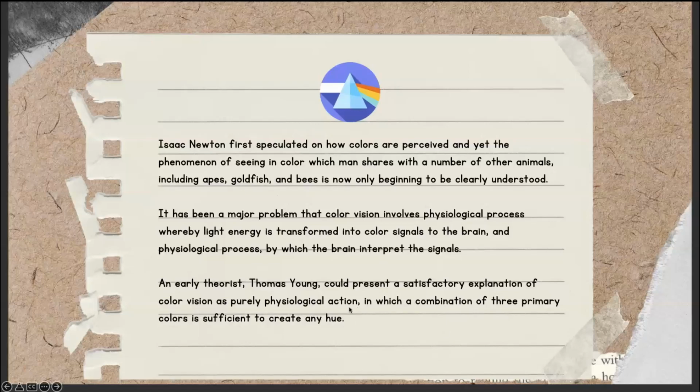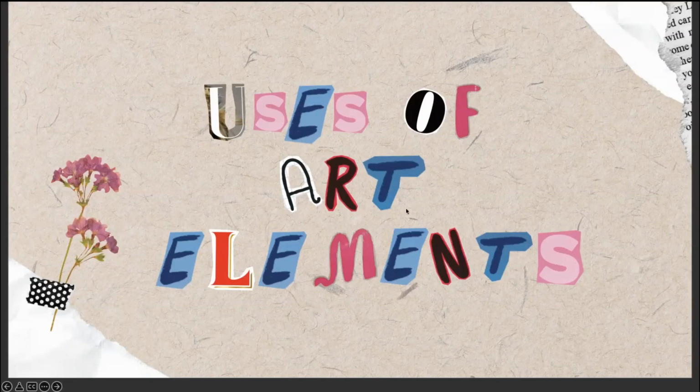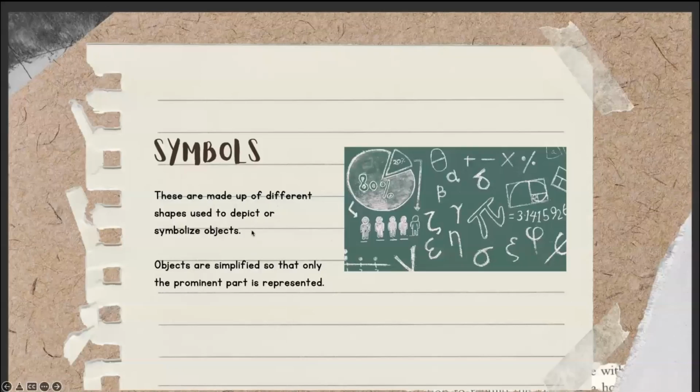Okay, so next is uses of art elements. So here, class, we have three uses of art elements. When you say art elements, these are the elements we discussed a while ago, particularly for visual arts. The first is symbols. These are made up of different shapes used to depict or symbolize objects. Objects are simplified so that only the prominent part is represented. Here we actually have mathematical symbols.